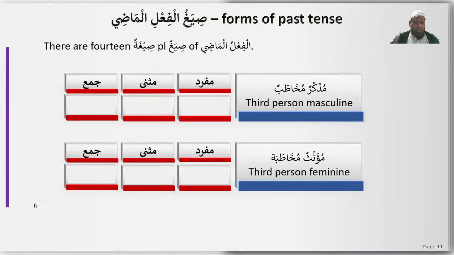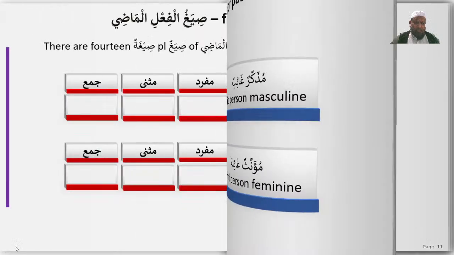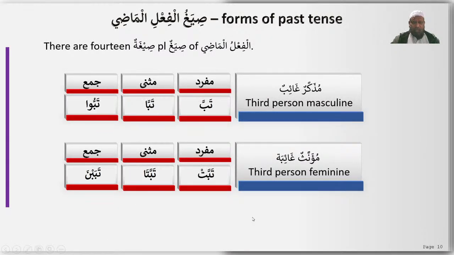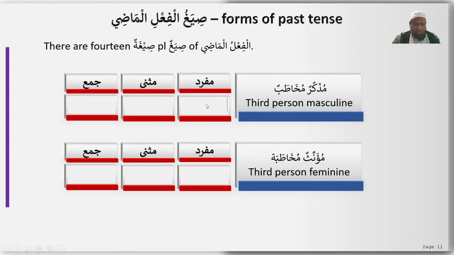So we've got 6 sigas of fi'l al-madi. Tabba, tabba, tabbu, تبت تبتا تببنا. Next, 6 صيغة of مخاطب مذكر first.